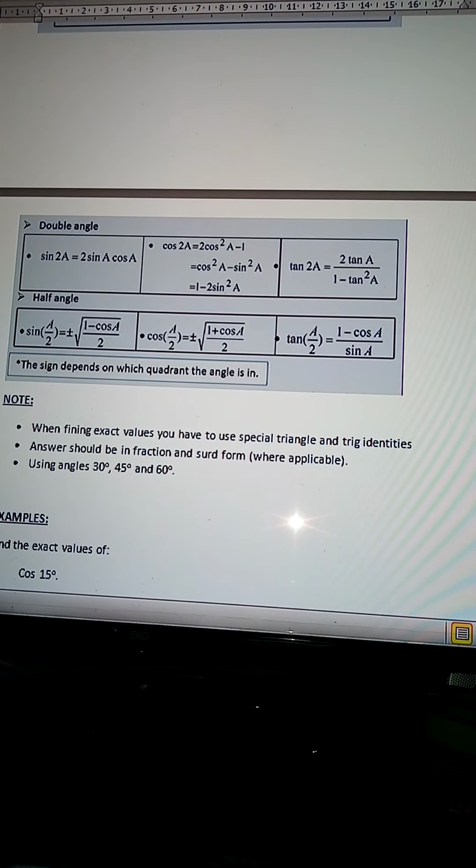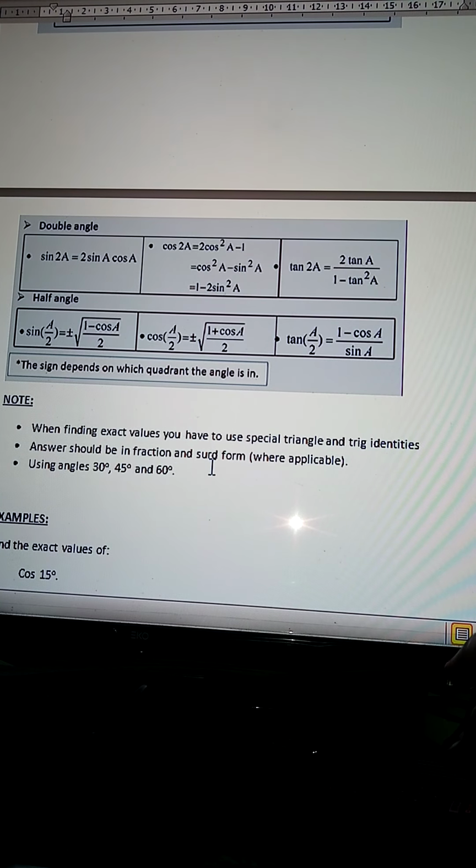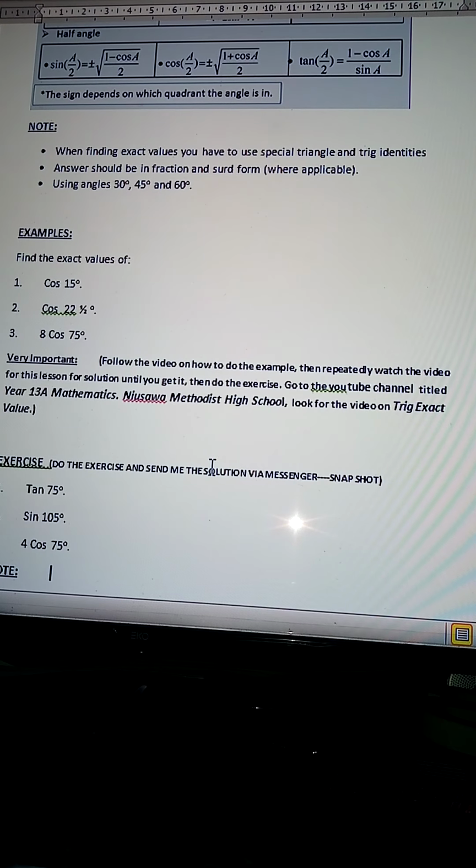When finding the exact values, you have to use special triangles and trig identities. The answer should be in a fraction and surd form where applicable. What is surd form? A square root. No decimals. You must not see any decimal in your final answer. So the examples that I'll be explaining today are example 1, example 2, example 3.